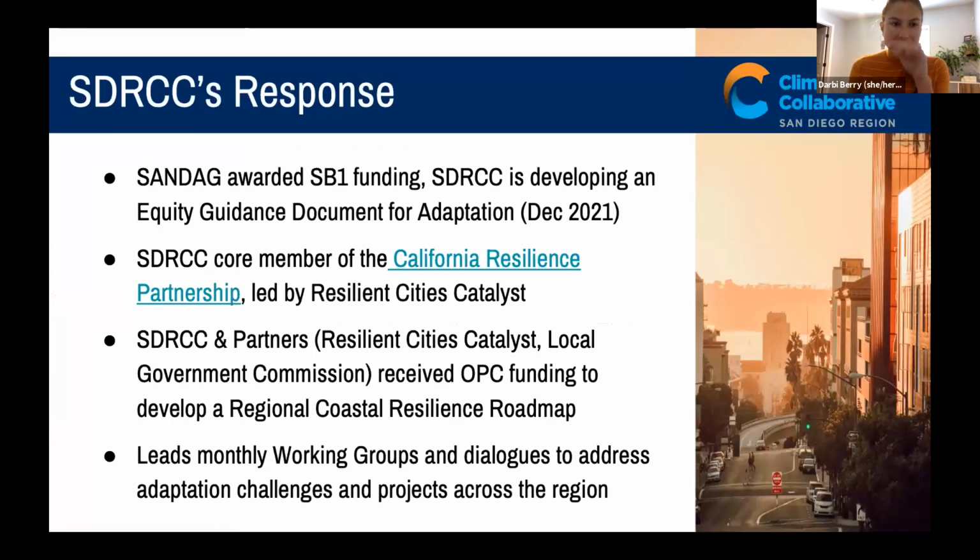So like I mentioned, I just wanted to highlight these projects again. SDRCC, in partnership with SANDAG, is developing an equity guidance document for adaptation. In addition to that, as part of that project as well, that I didn't include here, some of our partners are also looking at an economic guidance document. So what kind of opportunities should cities be taking into place, both with equity and financial decisions? SDRCC is a core member of the newly launched California Resilience Partnership led by Resilient Cities Catalyst. So we're looking to grow our opportunities within our region itself, but also across the state of California, and learning best practices from our partners around the state.